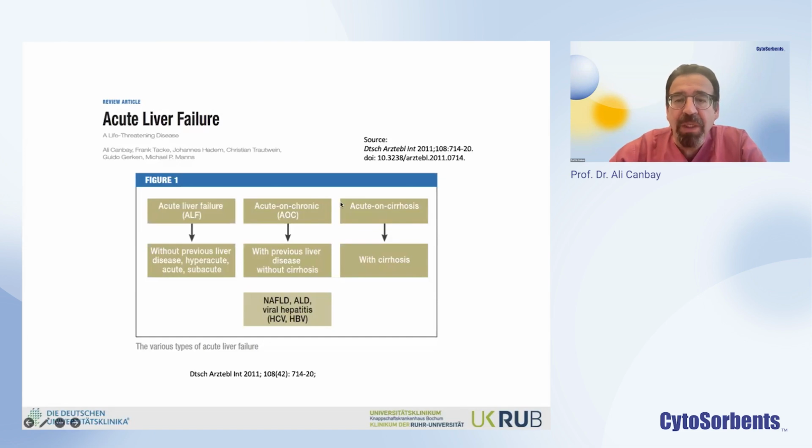And the third group is what EASL also named acute on cirrhosis liver failure. But I think this is different. In this kind of patient, you have cirrhosis, which means the capacity for regeneration is very low. In these patients, you have splenomegaly, you already have varices, and of course thrombocytopenia.